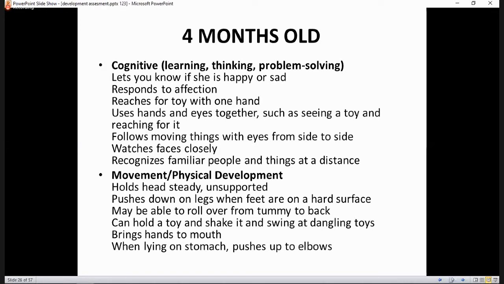A 4-month-old child can hold head steadily, unsupported. They may push down legs when feet are on a hard surface. May be able to roll over from the tummy to back. Can hold a toy and shake it and swing at dangling toys. Bringing hands to mouth, and when lying on stomach, pushes up to elbows.